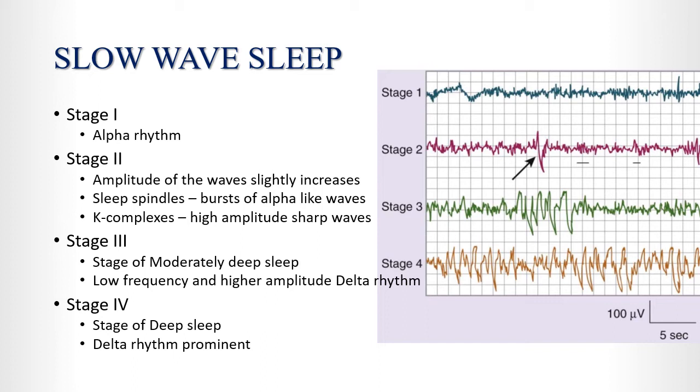The last stage is stage 4. This is the stage of deep sleep and delta rhythm is predominant over the whole skull. So maximum slowing, that is lowest frequency with large amplitude waves, is seen in this phase. It is very difficult to wake up the subject in this stage, and in young adults maximum time of sleep is spent in stage 4. So here you can see the EEG pattern of stage 4 in which delta waves have been shown. Stage 2 and 3 are almost similar with theta waves, low frequency, slightly higher amplitude.